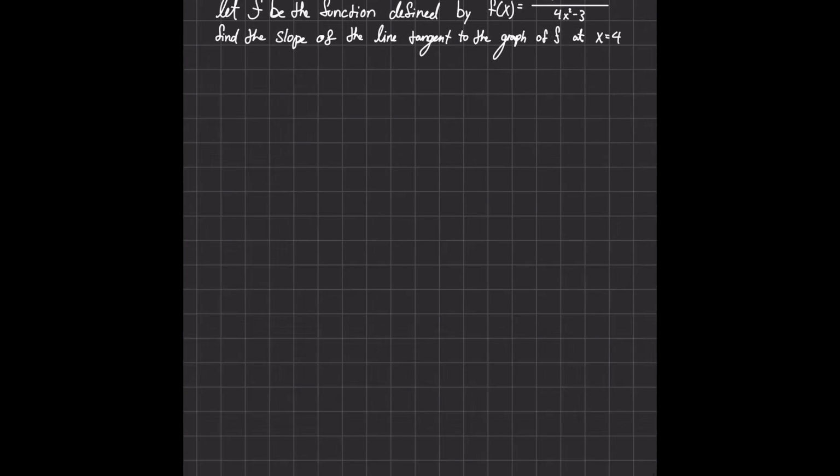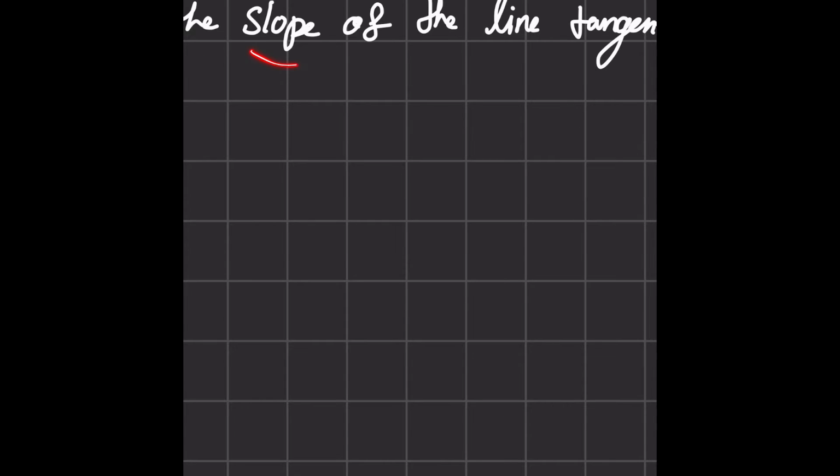Why? Reread the question. Find the slope of the line tangent at x equals 4. We're simply looking for the slope. We don't need this extra information. It's just there. We just need the slope. Now, when you think of slope, what do you think? Well, what comes to mind? If you said derivative, you're correct.